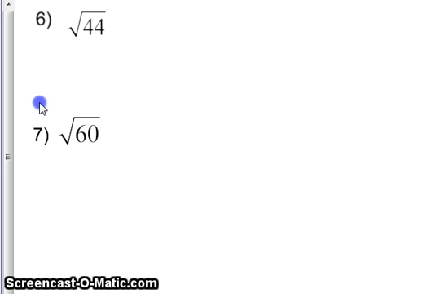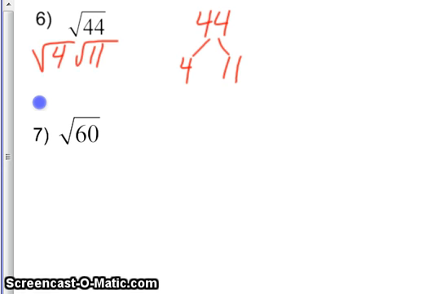I'm going to do this, and then I'll let you try 7 because a lot of people are still confused. So 44, I'm looking for a perfect square that's a factor of 44. It's 4. 11 is prime. It has no factors that are perfect squares. So I'm just going to rewrite this as square root of 4 times square root of 11. Square root of 4 is 2. I leave 11 under the radical. That part cannot be simplified.